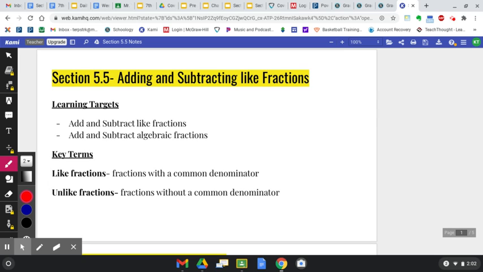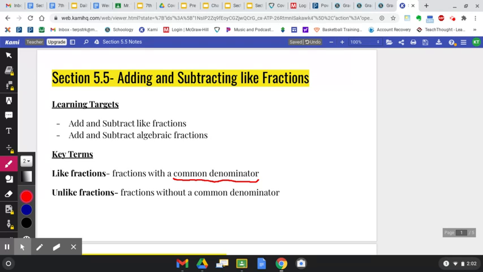All right, section 5.5, getting into adding and subtracting fractions. We start with adding and subtracting like fractions, meaning fractions that already have a common denominator, right? We should know that in order to add and subtract fractions, the denominators have to be the same. So these are all working with ones that are already alike.